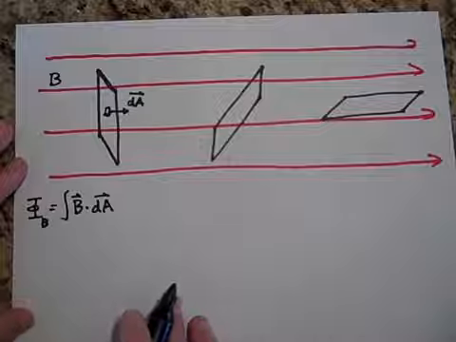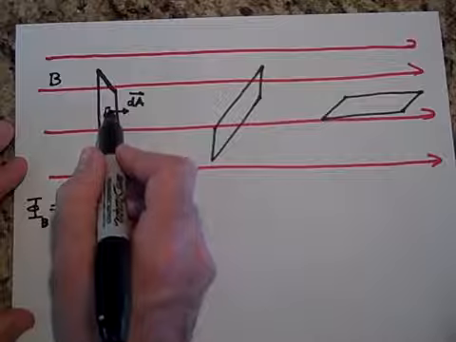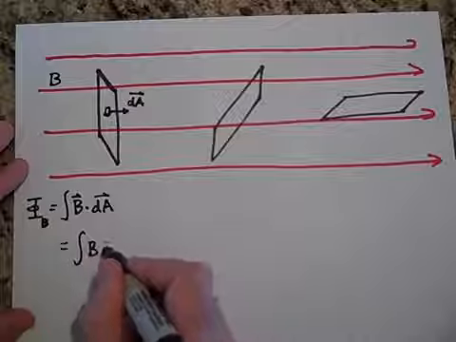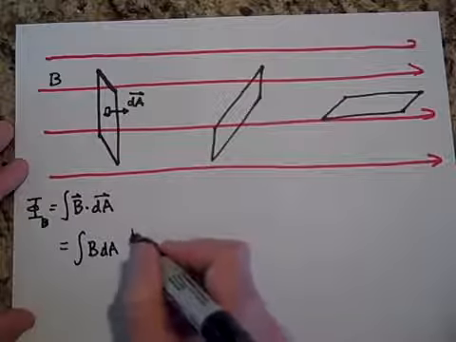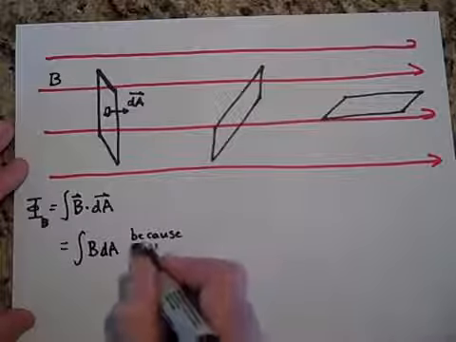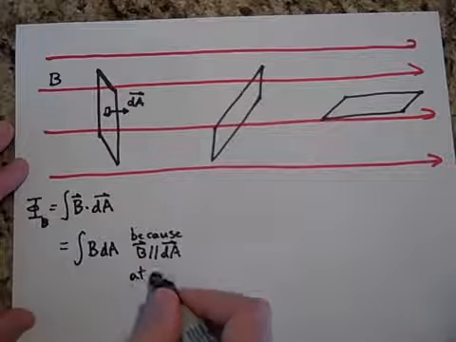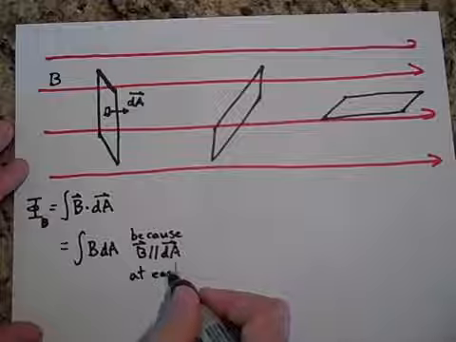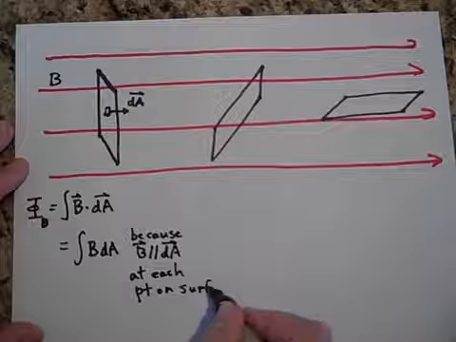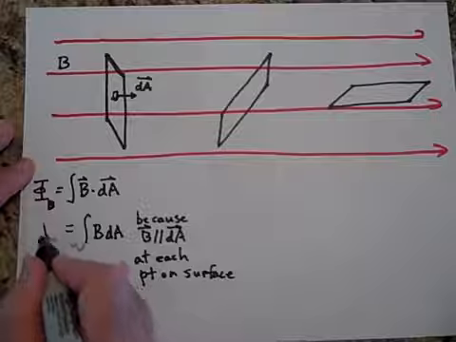When I do that, the first thing I can do is, you see how for every single dA, the B is in the same direction? So the first thing I can do is get rid of that dot product. So it just turns into B times A, and that's because B is parallel to dA at each point on the surface. Okay, so that's the magnetic flux.